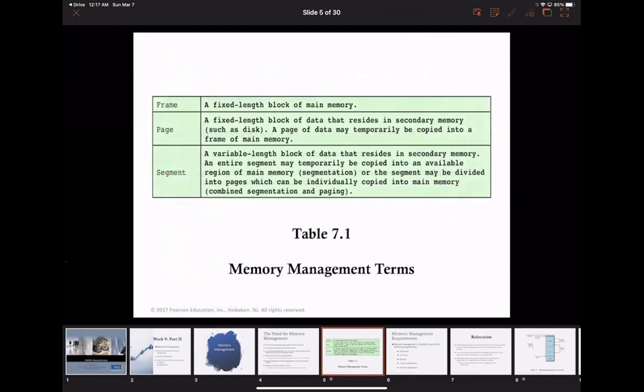In a uniprogramming system, main memory is divided into two parts. One part for the operating system, which holds the resident monitor and kernel, and the other part for the program currently being executed.